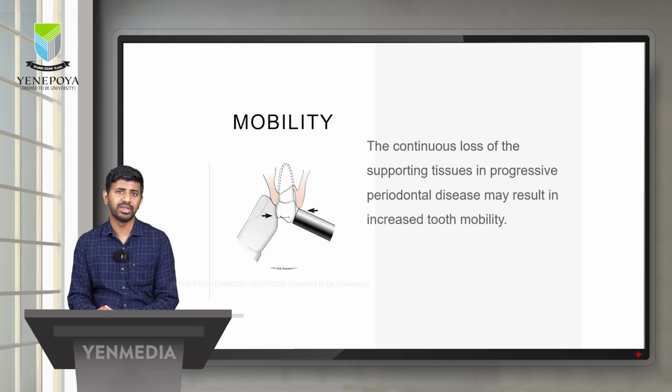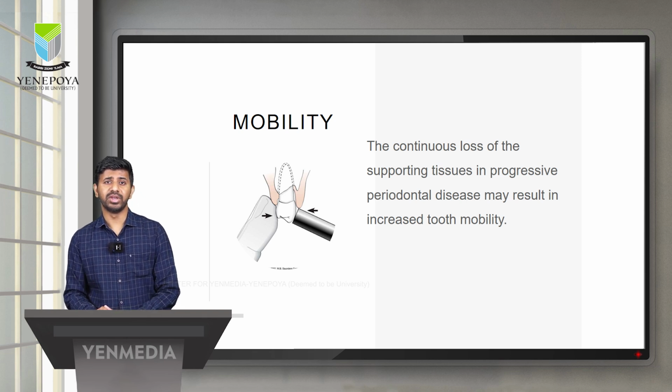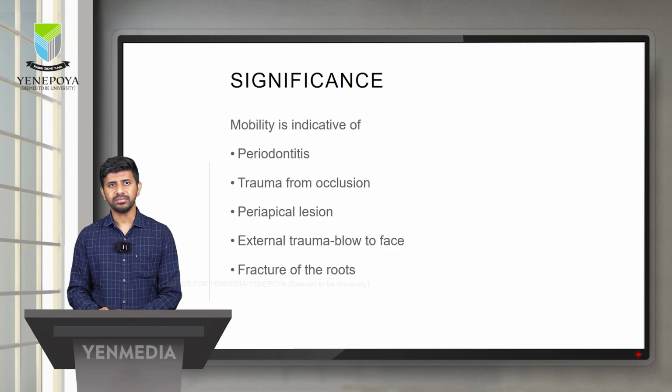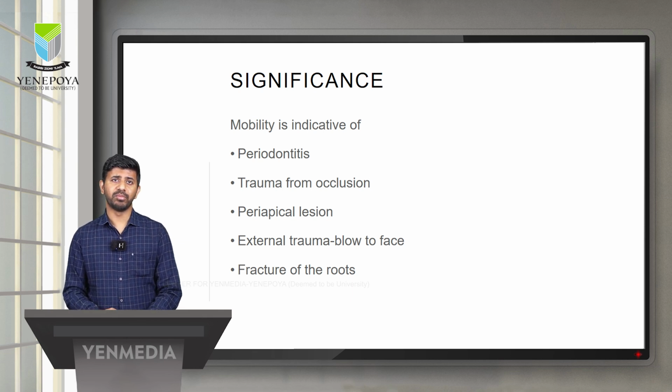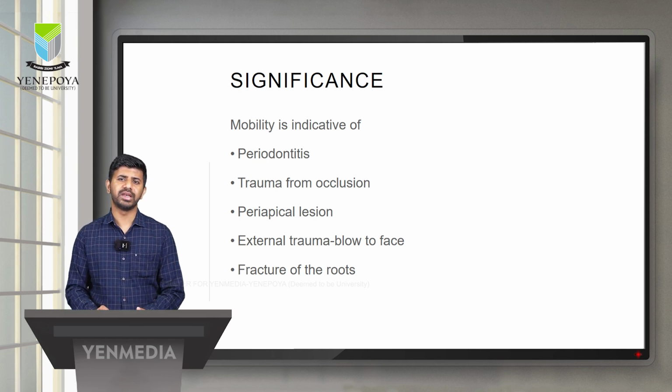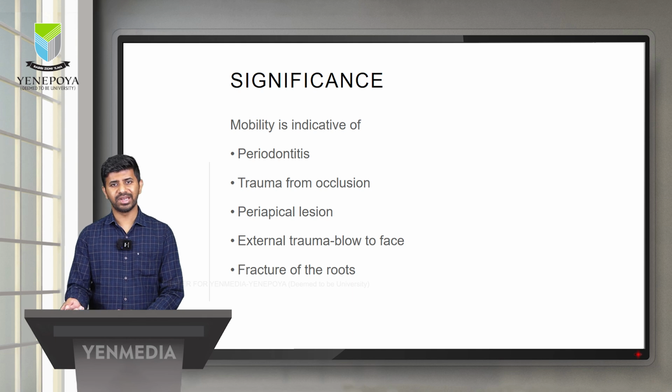So how do you identify whether there is any mobility? We need to hold a blunt-ended instrument on both sides and move left and right, and then we get to know whether there is any mobility or not. So what are the causes for mobility? It could be injury due to fracture of the roots, it could be facial injuries, it could be any periapical lesion, which can pull the tooth more coronally. It could be due to trauma from occlusion, which is nothing but excessive force that can lead to breakdown of the periodontal ligament fibers, leading to mobility.